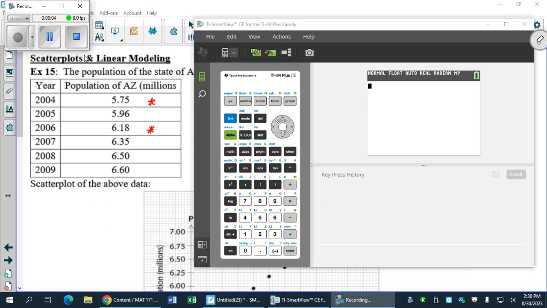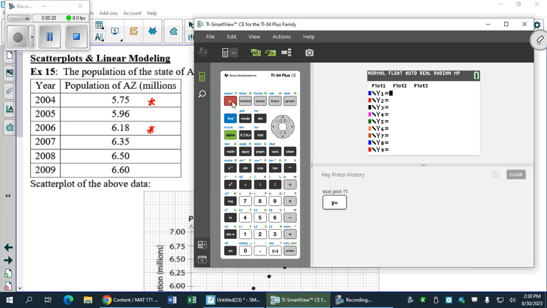This video is going to walk you through how to enter data into your calculator so that you can use linear regression modeling for scatter plots and that sort of thing. There's a couple of things that we need to do first. The first thing that we need to do is turn our plots on.